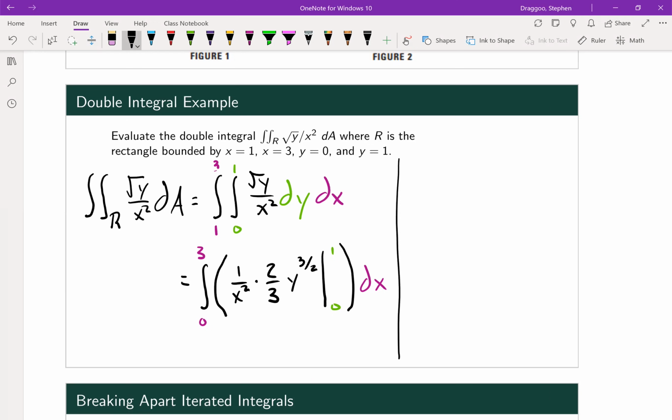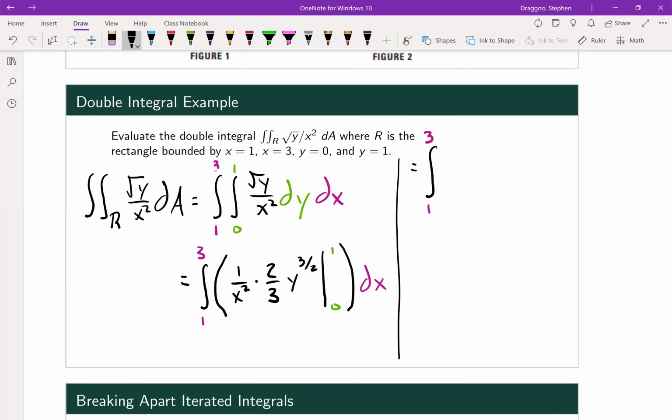So evaluate that integral and we should get another number. Somehow change that to a 0. That should have been a 1. This is 1 to 3 in the x direction. What do we have left over? If we plug in 1 for y, we'll get just 1, 0 for y, and we get 0.